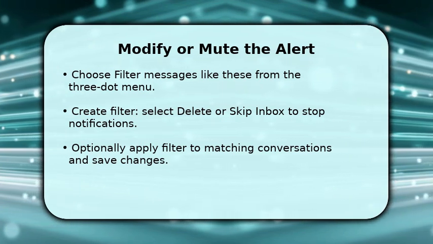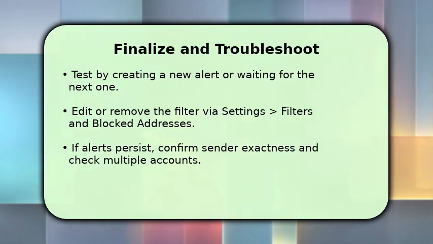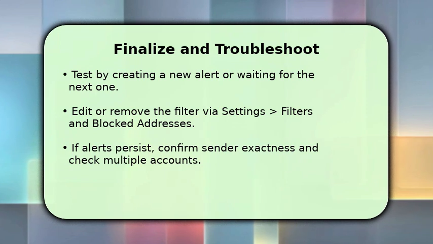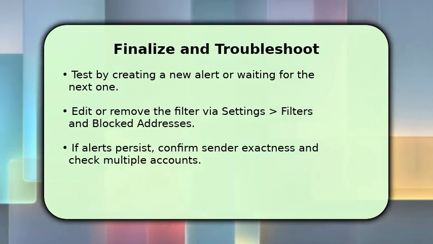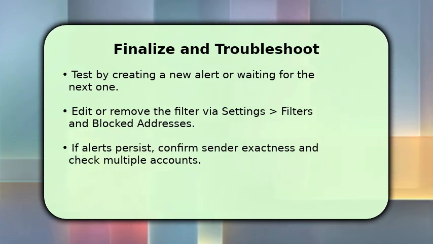Finish by testing whether alerts stop. Create a quick Google alert or wait for the next scheduled item. This validates your filter. If you need changes, go to Settings, Filters, and Blocked Addresses to edit or delete the rule. Make sure you target the exact sender and subject text.